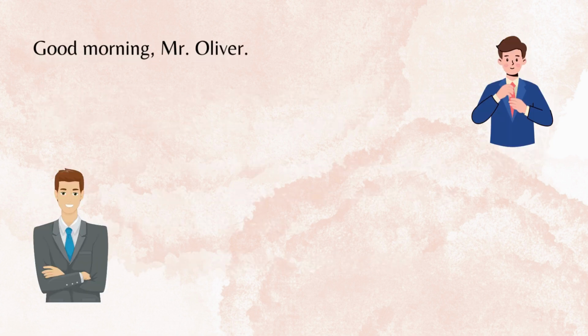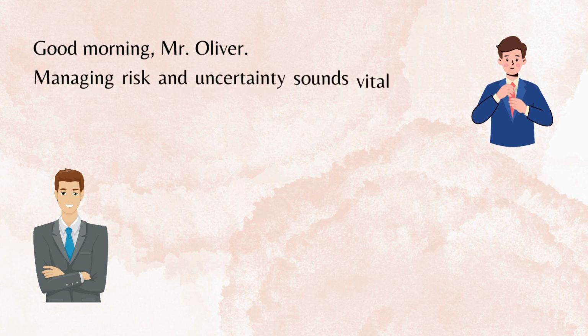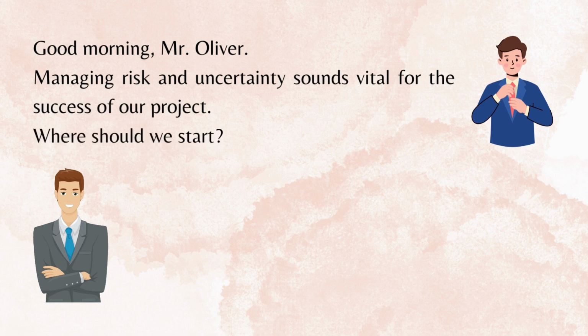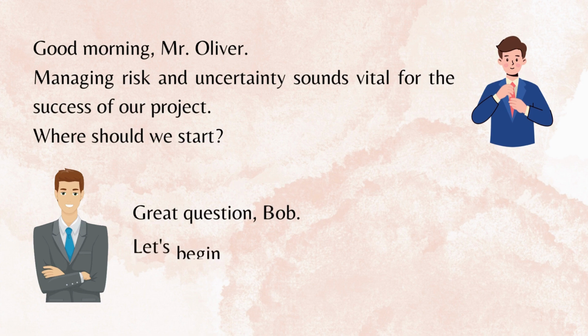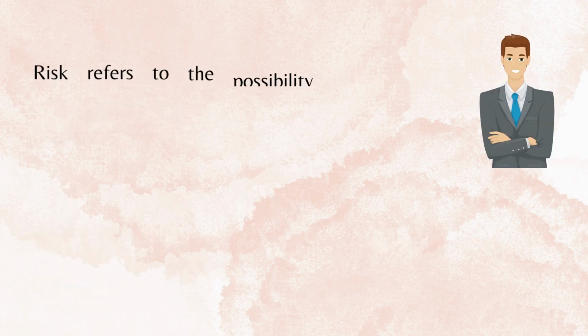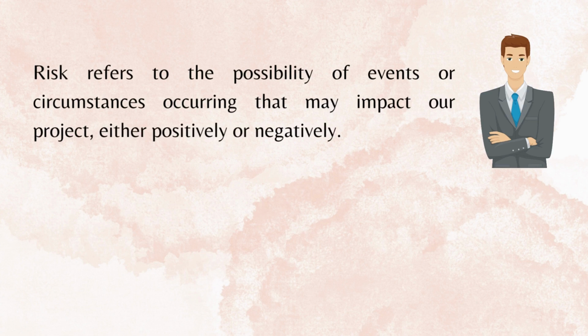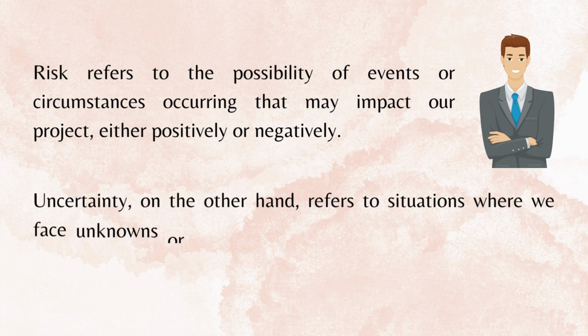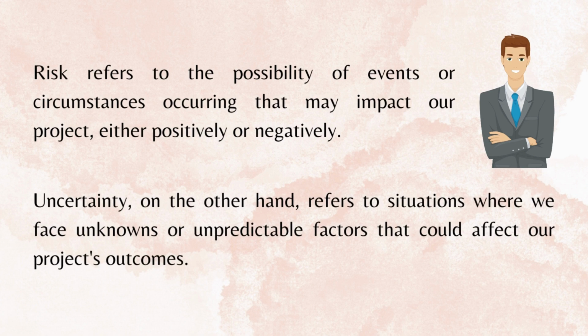Good morning, Mr. Oliver. Managing risk and uncertainty sounds vital for the success of our project. Where should we start? Great question, Bob. Let's begin by defining what we mean by risk and uncertainty. Risk refers to the possibility of events or circumstances occurring that may impact our project, either positively or negatively. Uncertainty, on the other hand, refers to situations where we face unknowns or unpredictable factors that could affect our project's outcomes.